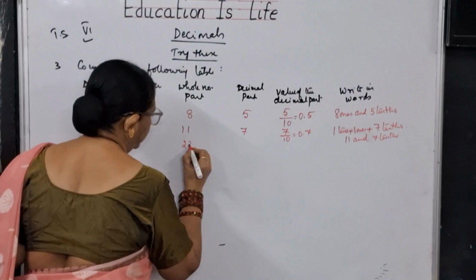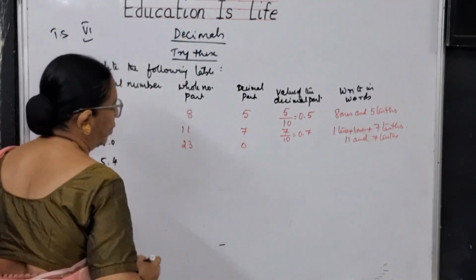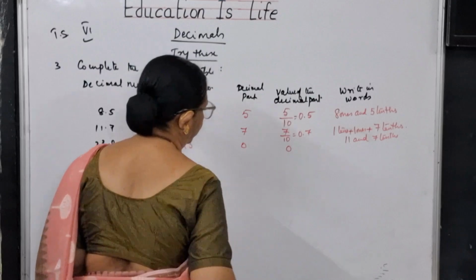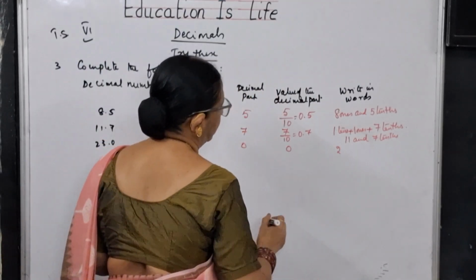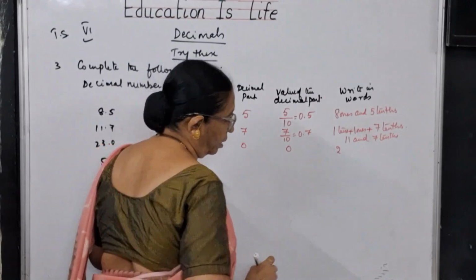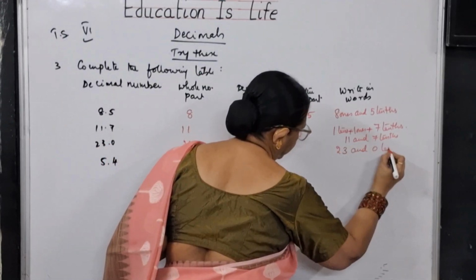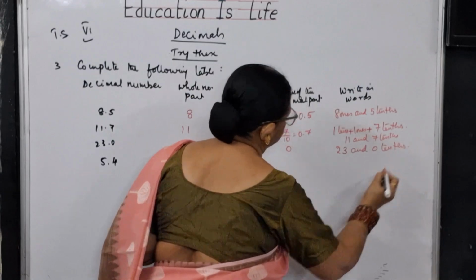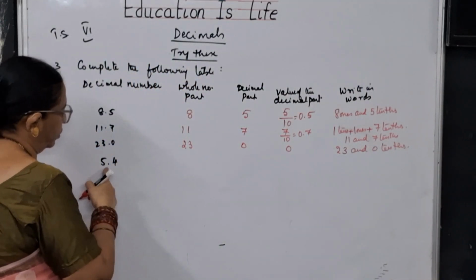Next, you have got 23. 23 means you will be writing 23 here, integral part. Decimal part is 0. So you will be writing it as 23. You have to write only 23. And how many tenths are there? 0 tenths.